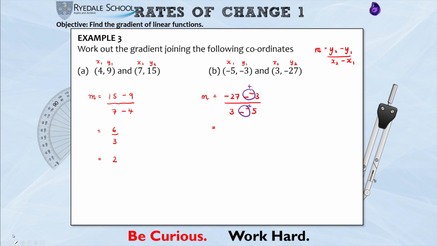So we are going to end up with negative 27 plus 3 is negative 24. And 3 plus 5 is 8. And negative 24 divided by 8 is negative 3.